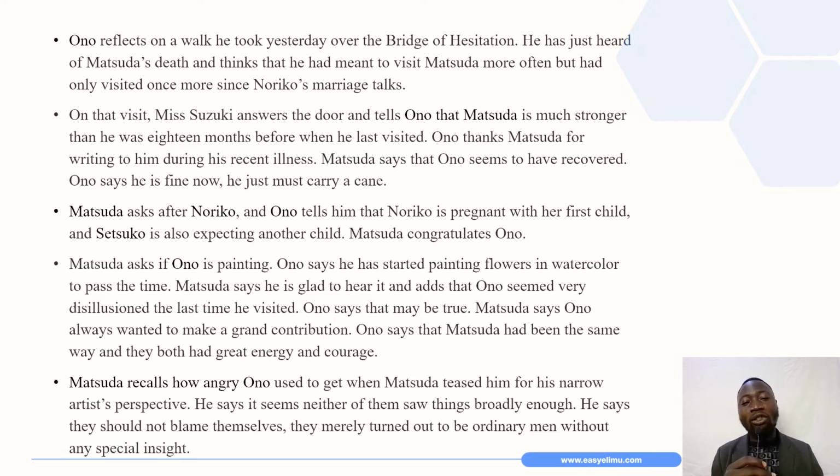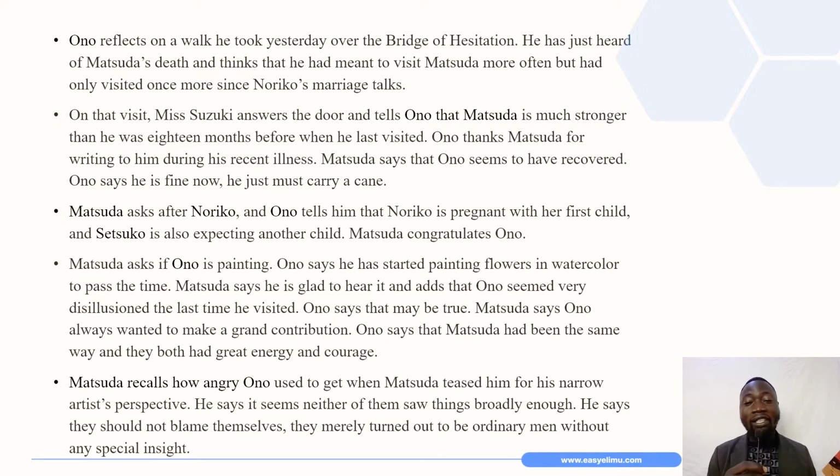He has just heard of Masuda's death and thinks that he had meant to visit Masuda more often, but only visited once more since Noriko's marriage talks, that is previously. On that visit, Miss Suzuki, remember, Miss Suzuki is Masuda's nurse and also the house helper, answers the door and tells Ono that Masuda is much stronger than he was 18 months before when he last visited. So Ono thanks Masuda for writing to him during his recent illness.